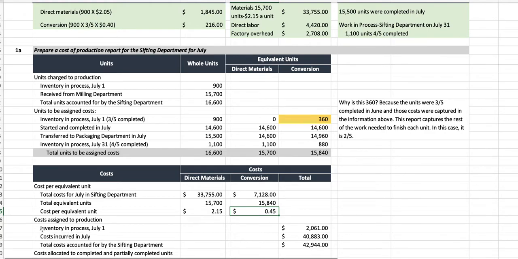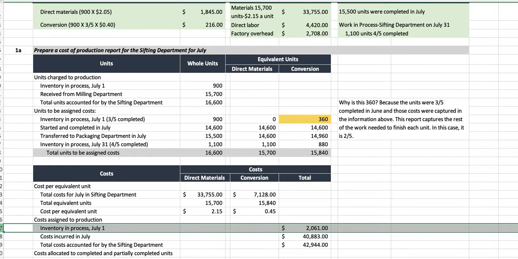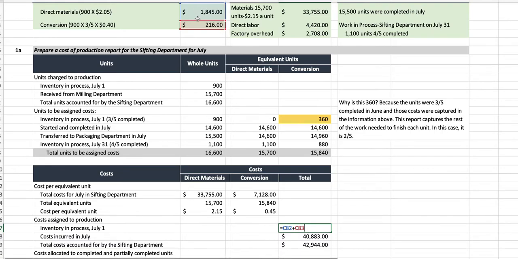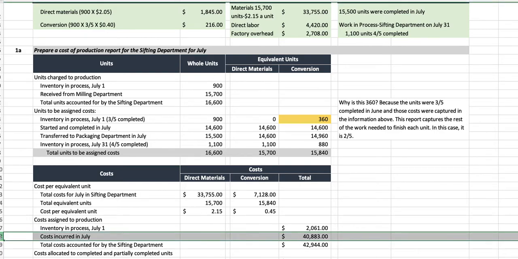So here we go. I mentioned earlier that we have our inventory in process, and that we assigned all direct material costs at the time. We can actually see that up here. We're now pulling down the inventory in process for July 1st. All we've done is summed up direct materials and the conversion costs that were incurred during June. And that's that 2,061. Now we want to calculate all of the costs that were incurred in July.